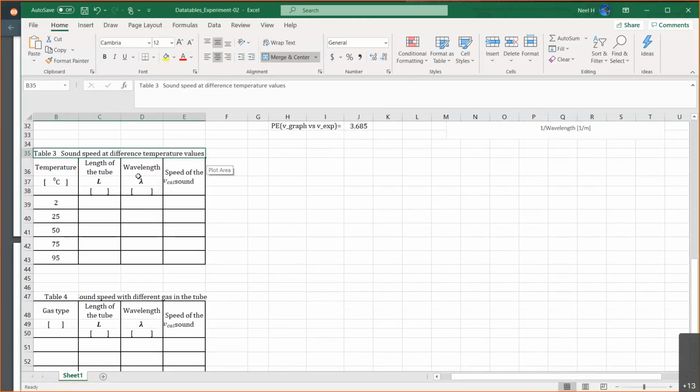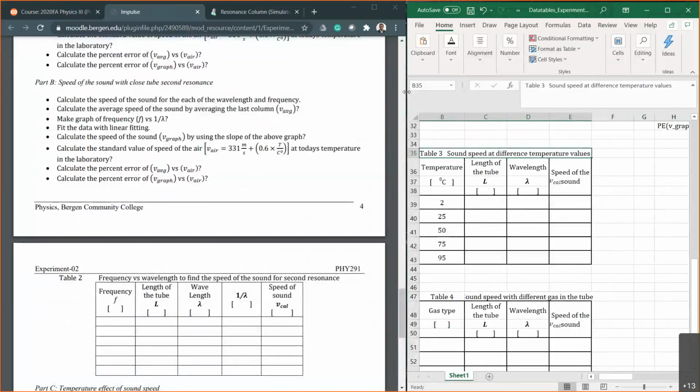Let's take a look at the sound speed, how it changes as a function of temperature, right? Now that part is impossible to do in class. That's why this simulation sometimes is good in one way, because we can test some of the stuff we cannot do in class. And in some way, it's not that useful because we can't gain the hands-on experience.